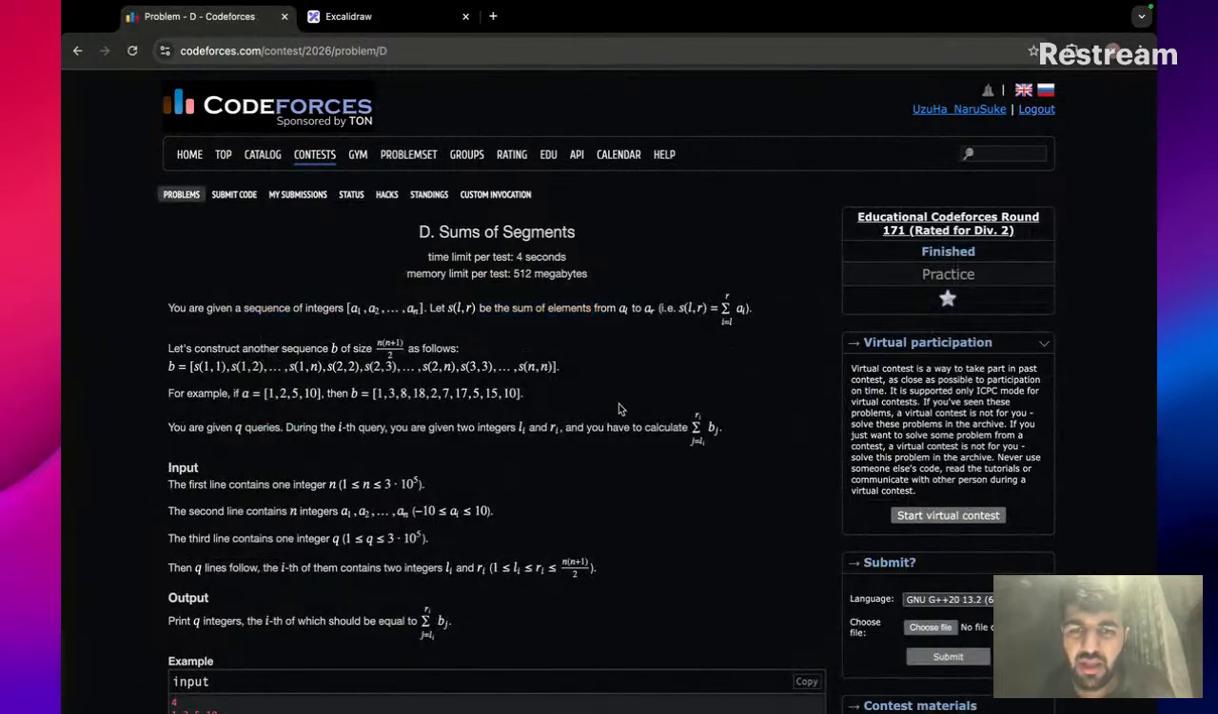A sequence of integers. Let the sum of elements be A L to A R. Let us construct another sequence B of summations, 1 through n, then 2. There are q queries, you are given two integers li, ri. So the first observation I can make is that you can't literally construct B. Oh, n is between 0 and 10 only.